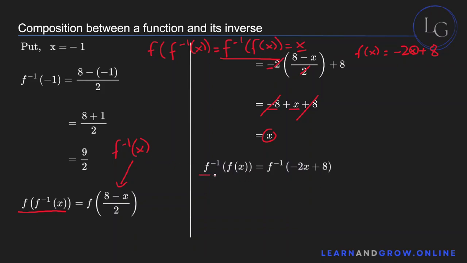Now, the other part. We need to prove that this f inverse of f of x is also equal to x, right? So, what was f inverse of x? f inverse of x was equal to (8 minus x) by 2. So f inverse of f of x is equal to f inverse of -2x plus 8, because f of x is equal to -2x plus 8. So now in place of this x over here, you input -2x plus 8, right?